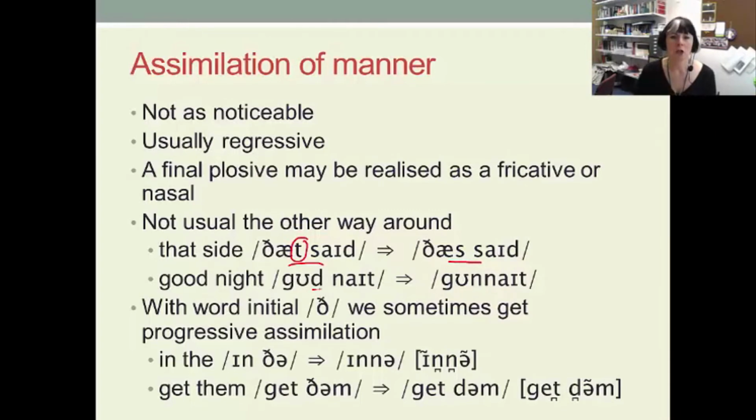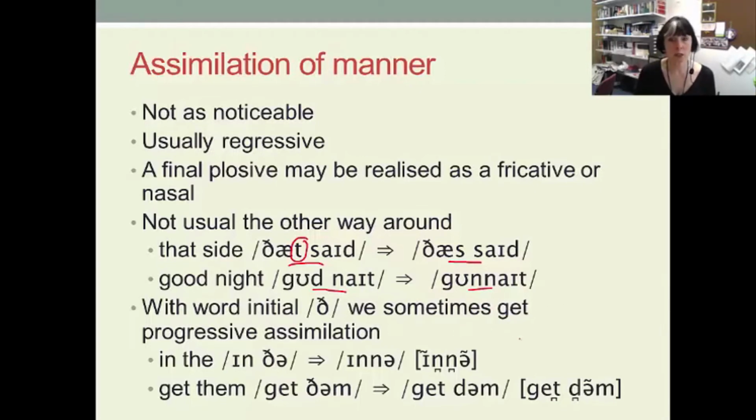And in good night we very rarely hear the D unless it's spoken very carefully. So good night, good night. Now you could claim there that there was a loss of this consonant. I think it would depend rather how the person had said it.